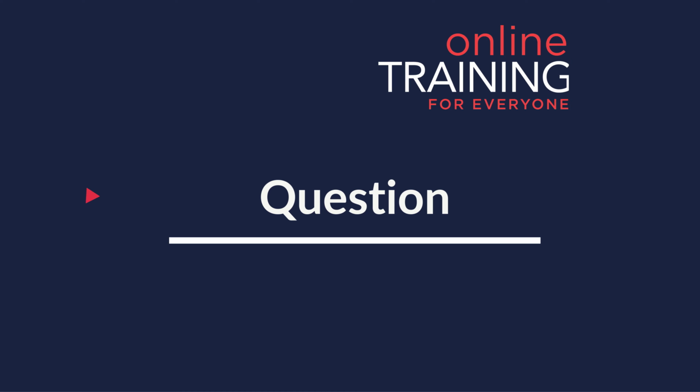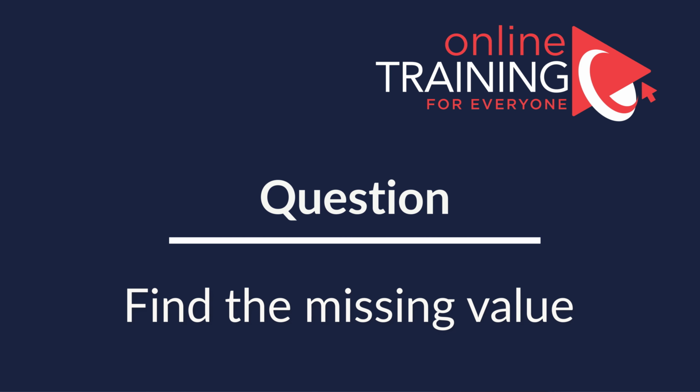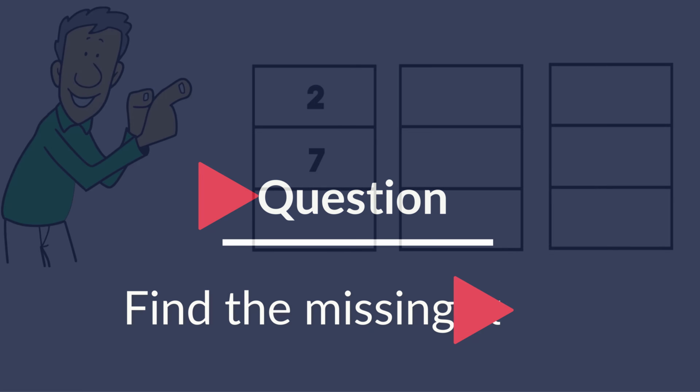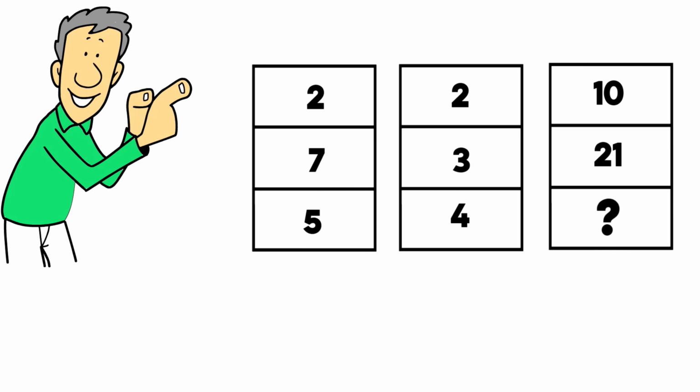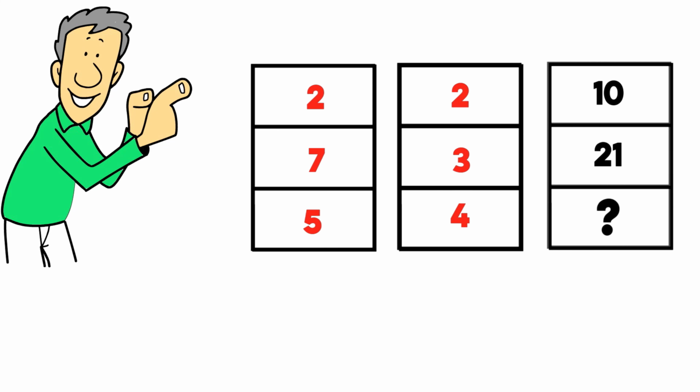I'm extremely excited to share with you a question that tests your pattern recognition skills. You're presented with 3 columns. Each column has 3 numbers. In the first column, we see numbers 2, 7, 5. In the second, middle column, we see numbers 2, 3, and 4. And in the last, rightmost column, column number 3, we see numbers 10, 21, and then one number missing.